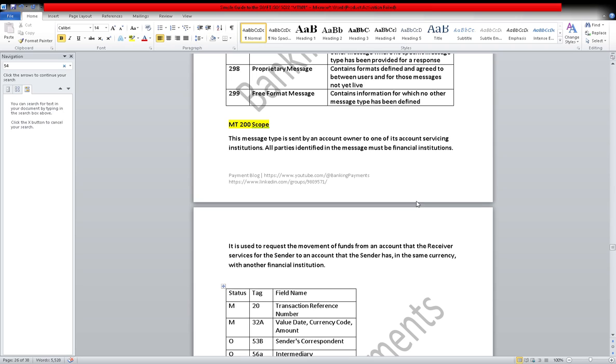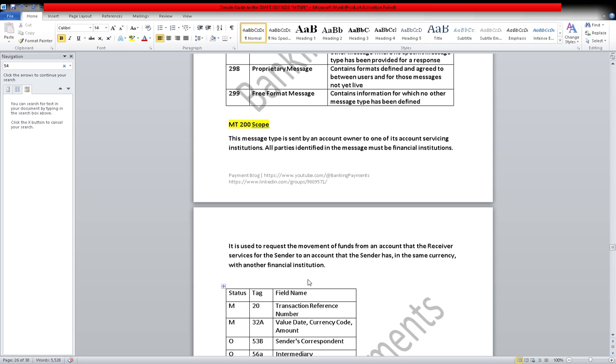IBAN, this is sender IBAN. That's it. Only two parties are involved here. There is no name or anything involved in here. Only, as per the language of transformation, it says that it is transferring from one bank to another bank. That's it. MT200. One bank to another bank.